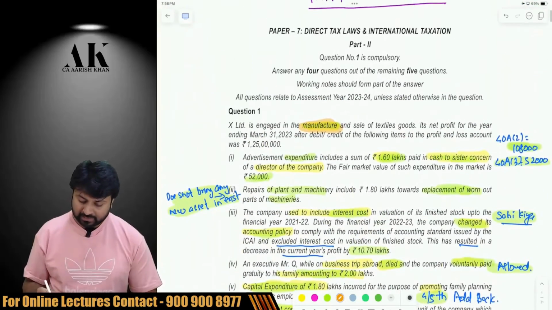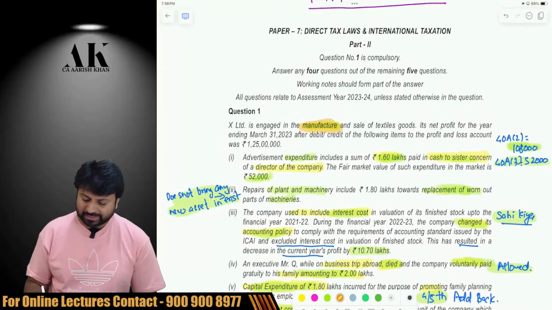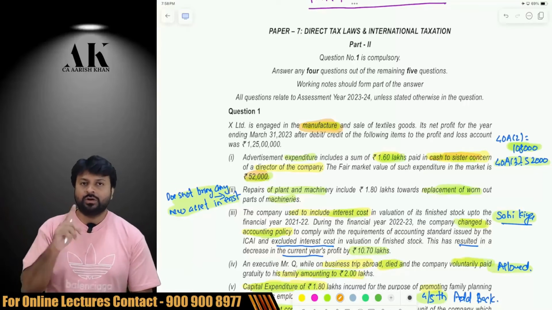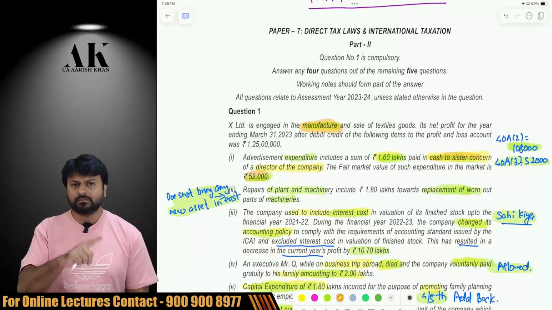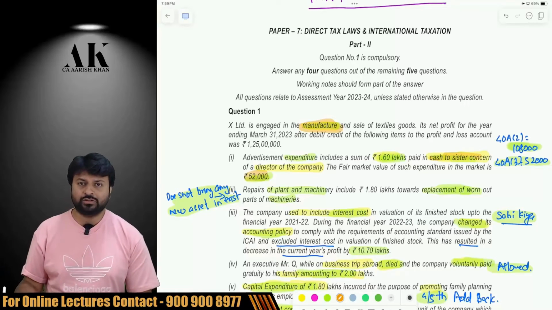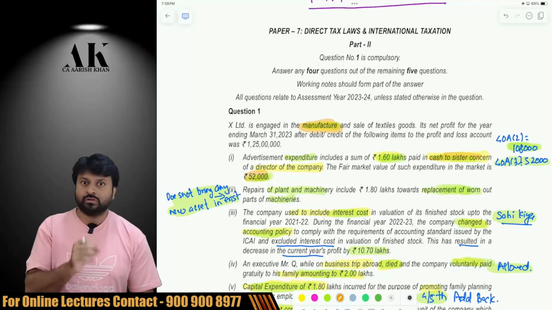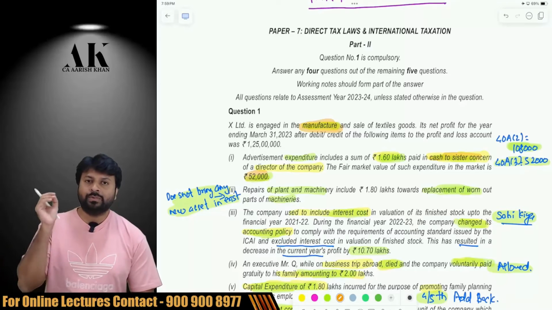Okay. Therefore, the very first adjustment is you are paying some excess amount to your sister concern, and the fair market value is only 52,000, but you are paying 1,60,000 in cash. So you are violating 48(2) also, and you are violating 48(3) also. I have always told you in class that if the provisions of 48(2) as well as 48(3) are both violated, then you have to apply 48(2) first.